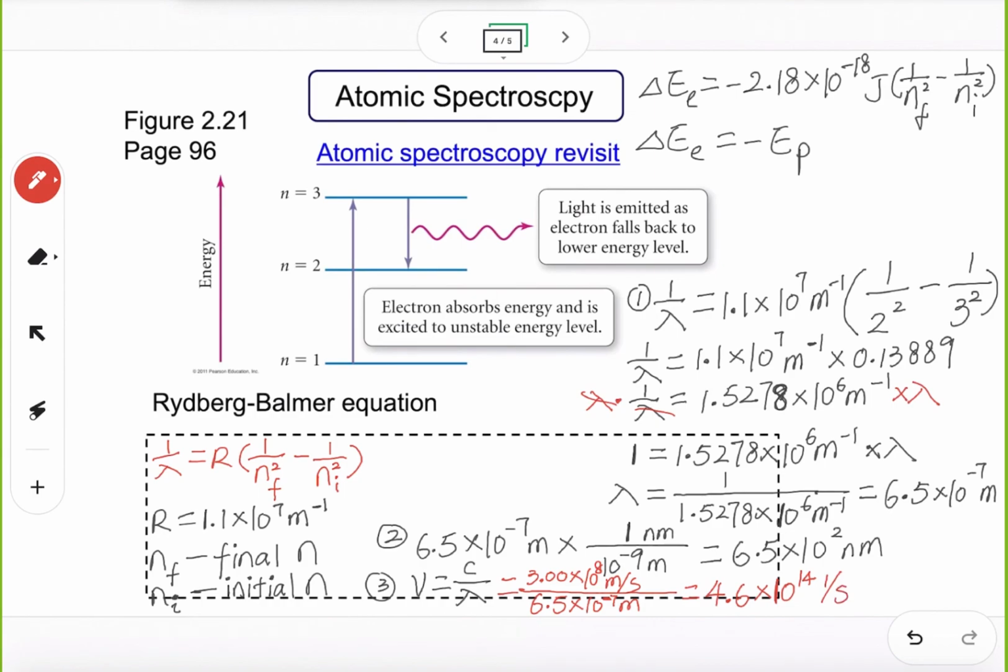So here, I hope this example demonstrates how we use the Rydberg-Balmer equation to calculate the wavelength lambda and the frequency of the photons emitted by the electron transitions from n equals 3 to n equals 2. And we will do some other practice when you come to class. But if you have any questions, please tell me.